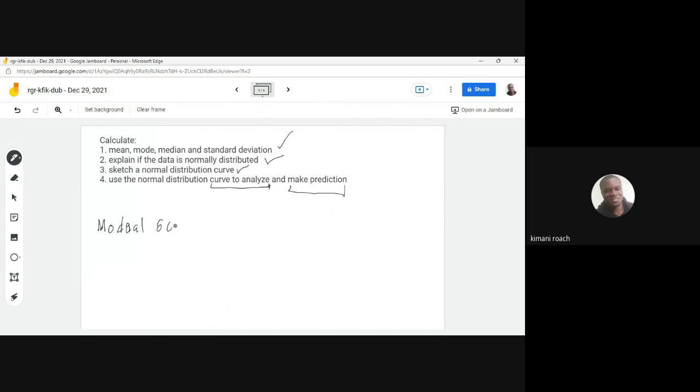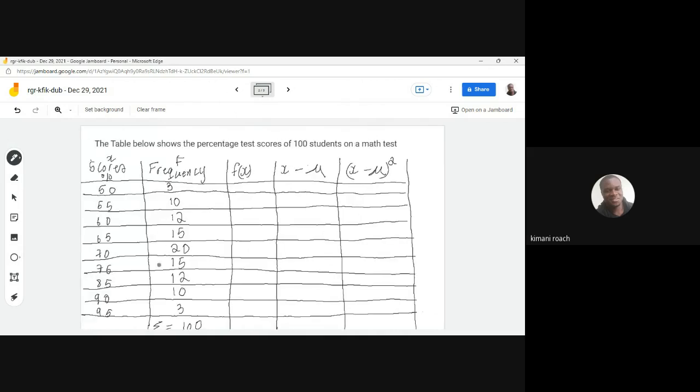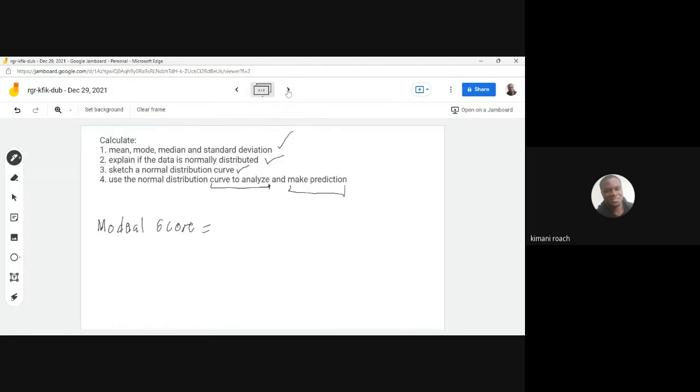Let us start by finding the mode, the modal score. We know the modal score is going to be that score where most students scored out of the data set, and that's going to be 70. So we're going to write that here. Then we want to talk about the median score.